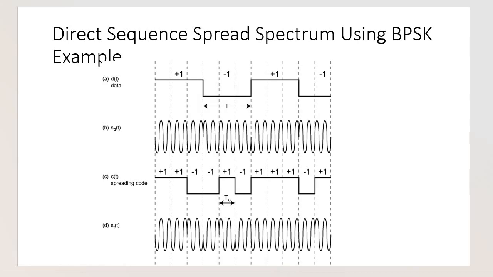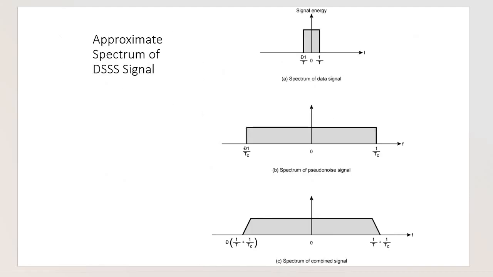This is direct sequence spread spectrum, showing how binary phase shift keying is used in this spread spectrum for modulation and demodulation. This is the approximate one. This shows that direct sequence spread spectrum signals occupy a much wider bandwidth compared to narrow bandwidth signals.